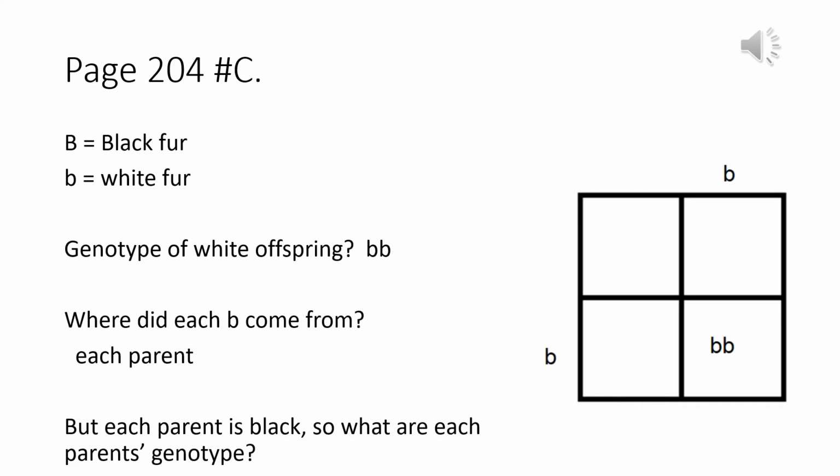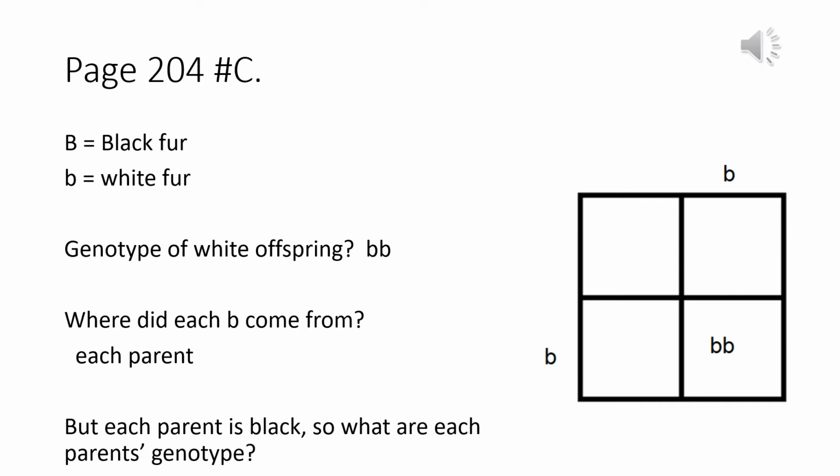The first real question with the blank is, what's the genotype of the white offspring? Remember, the white fur is recessive. In order to see white fur, you'd have to have a little b, little b. We can figure that one out too, without too much trouble. The genotype of the white offspring is little b, little b.